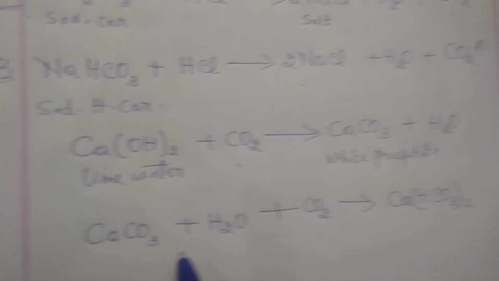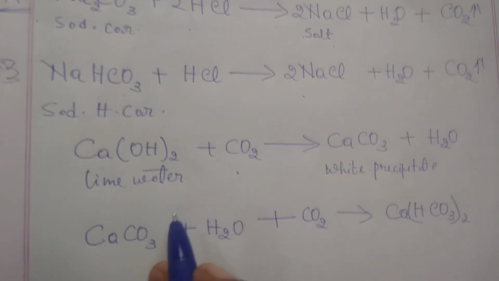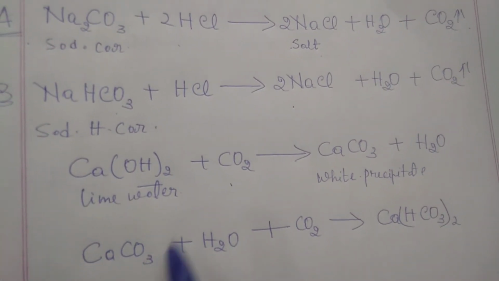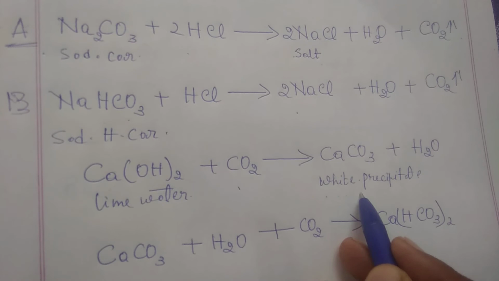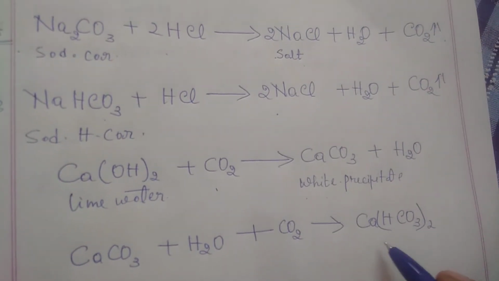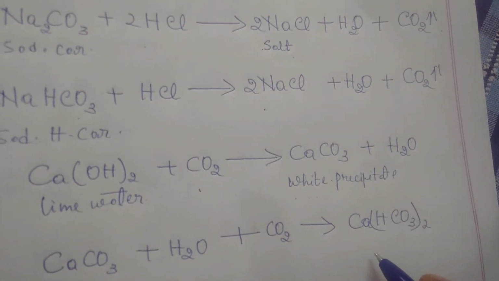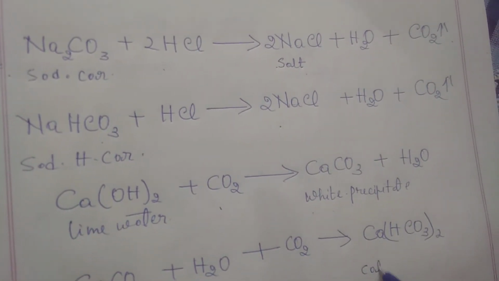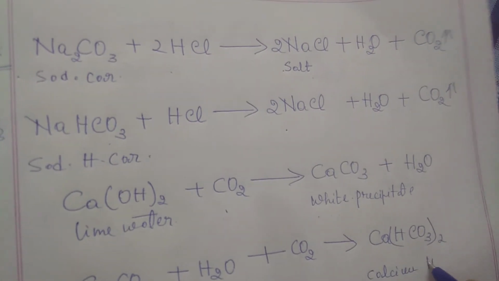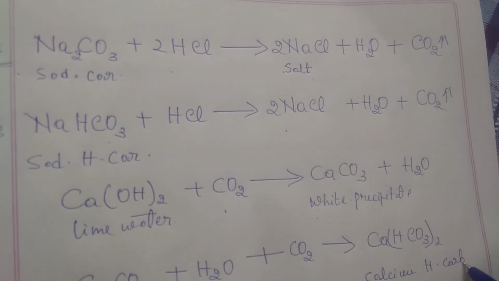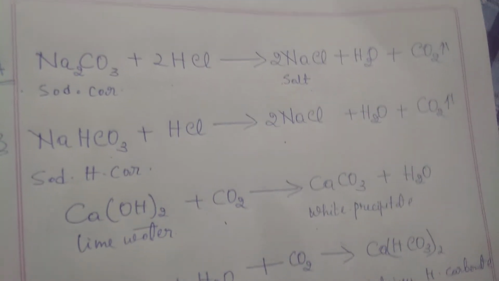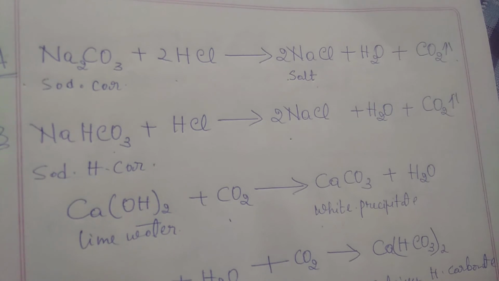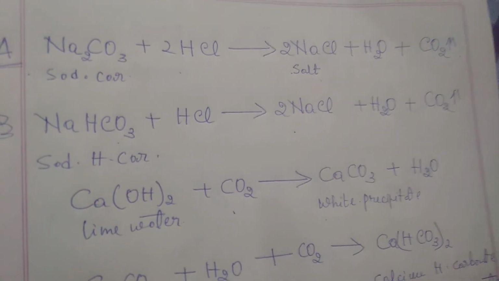If we continue passing carbon dioxide through the same white precipitate solution, there is a formation of the salt calcium hydrogen carbonate, which is completely soluble in water.